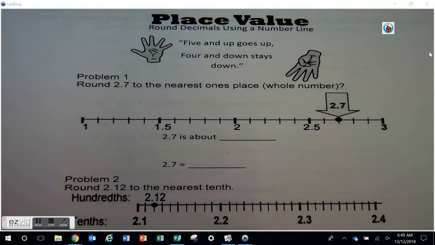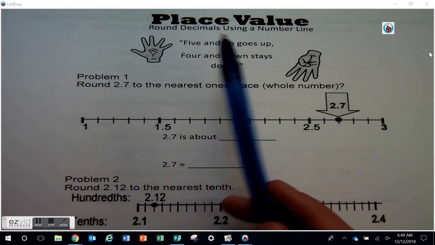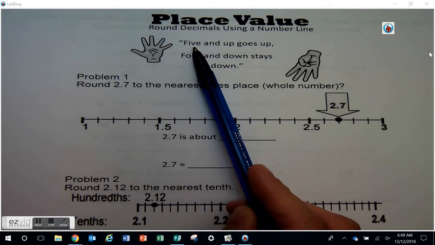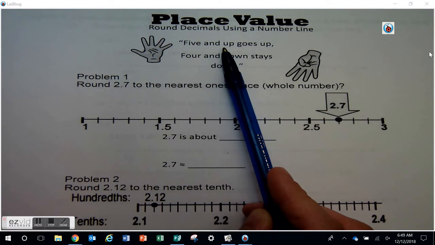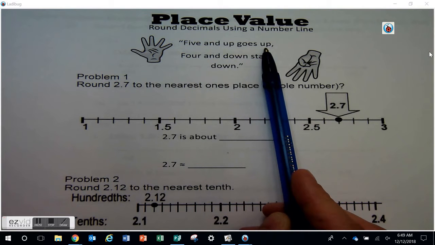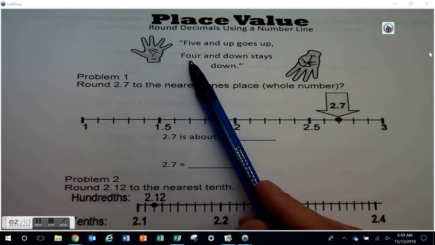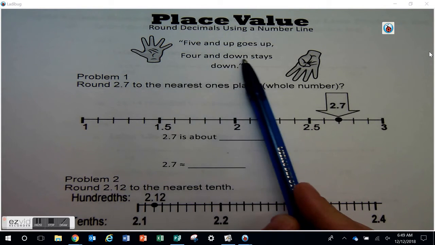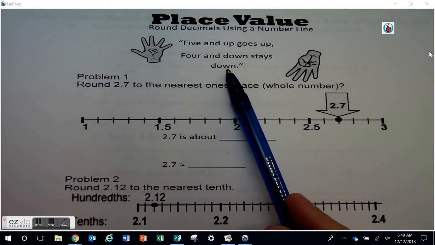As a general rule of thumb, if the number is the neighbor, the number next door to the number that we're rounding, is 5 and up, the number will round up. If that neighbor is 4 and down, the number will stay down. So let's look at an example here.